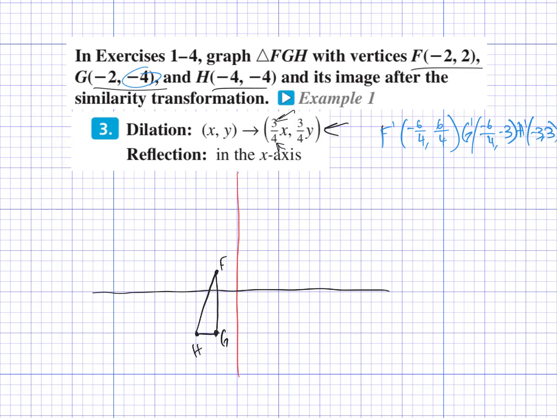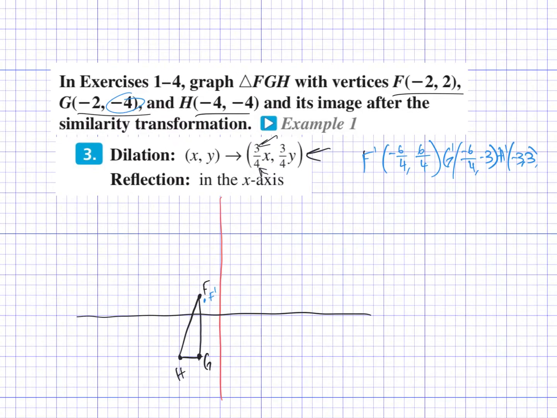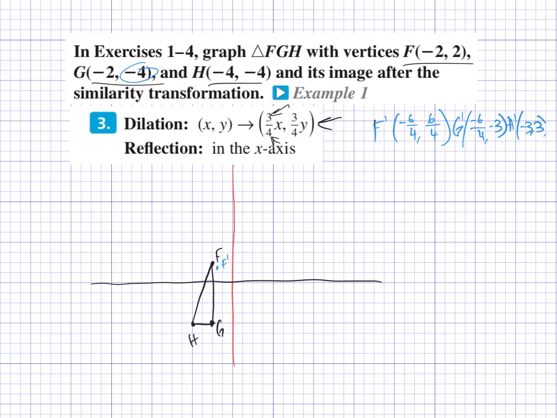So let's plot those. Negative 6/4 is negative 1.5, negative 1.5. Okay, and up 1.5. So there's F prime. G prime is at negative 1.5, negative 3. Just right there. And H prime is going to be at negative 3, negative 3. So it shrunk it.